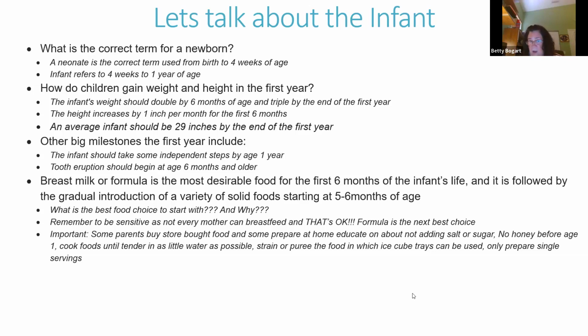Now, once it's cooked, you're going to strain it, puree it, and then put it in an ice tray and put it in the freezer. And what's good about that, you take one little lump out for food, thaw it out, and that baby can have that for their eating. So don't add anything to it, minimal water, and put it in an ice cube tray. And then you could take one little lump out, and that could be their food.